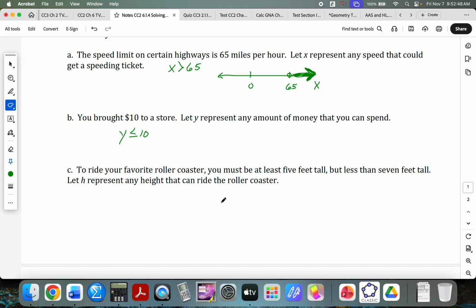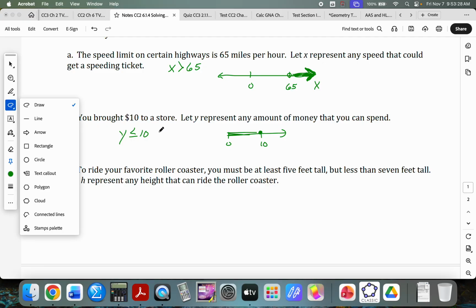But if we did that on a number line, and don't copy this down just yet, if this is 0 and this is 10, that would mean we could spend 10, and that would also mean that we could spend negative $12. Can you spend negative $12? No. So this is partially correct, but not quite. Can we spend $0? Yes.